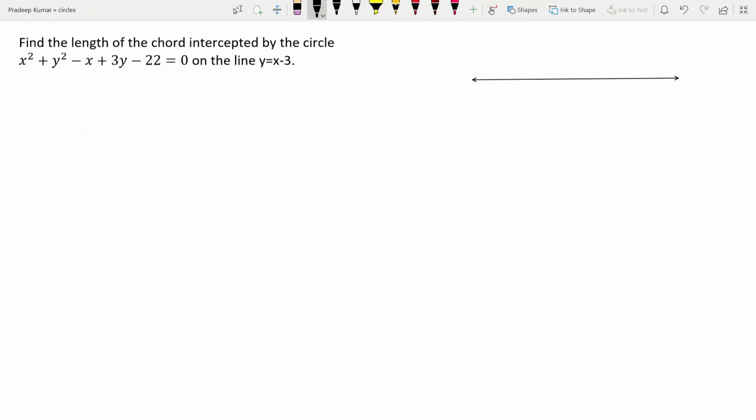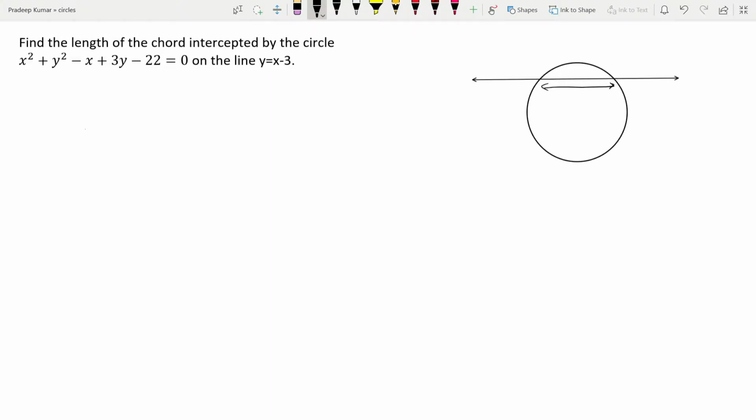So there is a line. On this particular line the circle is passing. Suppose this is a circle and this is a line. Now they are asking us to find this chord length. So this is the chord, where the circle is touching. Only that internal part, the inside part of the circle, is called a chord. So we should find the length of this particular chord.